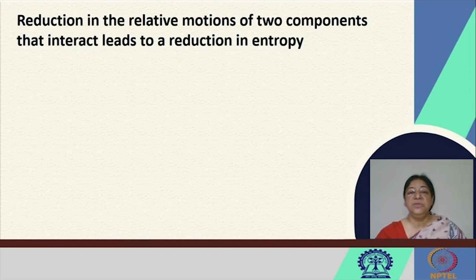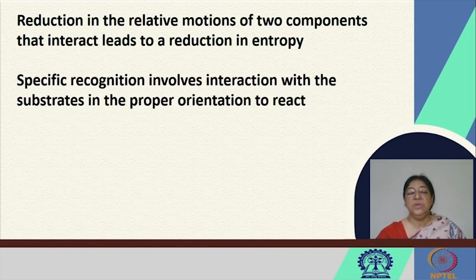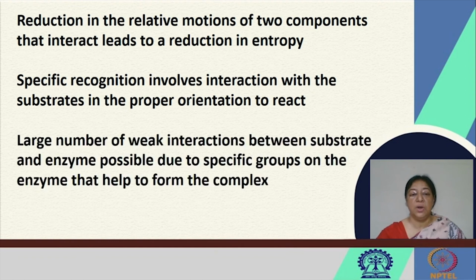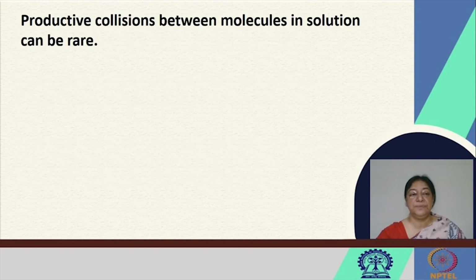So there is a reduction in the relative motions of the two components, as we saw, when they react. That leads to a reduction in entropy because we are forming a complex. But we require this specific recognition and a proper orientation for the reaction to occur, and the large number of weak non-covalent interactions between the substrate and the enzyme is possible due to the specific groups on the enzyme that facilitate the formation of the complex.